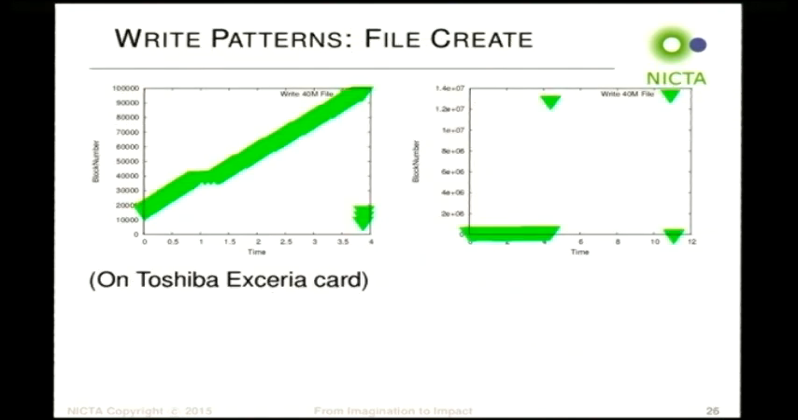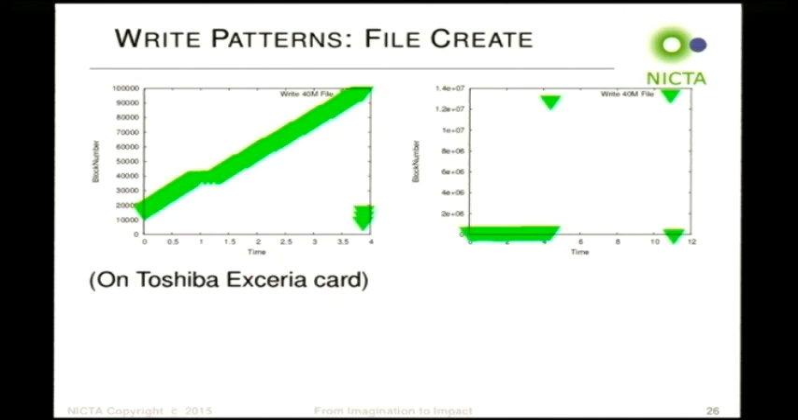Write patterns. I mentioned before, the one on the left is a block trace output for the FAT file system creating a 4 meg file. And it goes pretty straightforward. The time is across the bottom, block number up the side. There's a glitch at about 1 second. I don't know what that was caused by. Maybe the process got swapped out and swapped back in again. But you'll notice that it writes pretty linearly, and then it writes the flat area on the right-hand side. EXT4 writes a lot more.